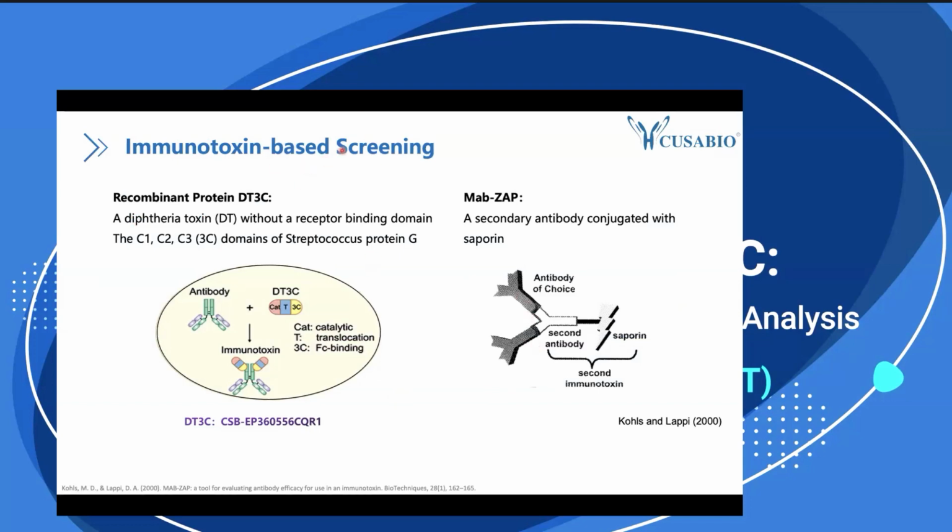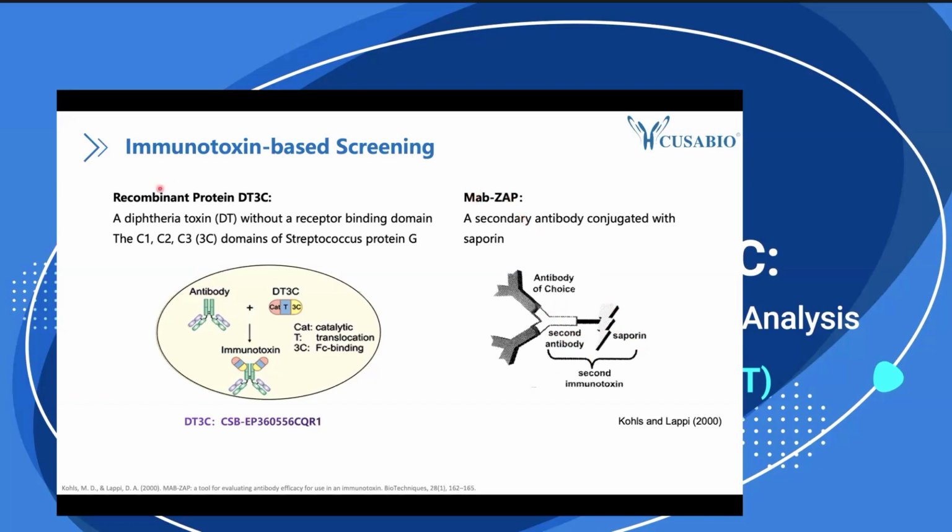For this type of screening assay for antibodies, there are basically two different products. One is the MapZap, and the other one is the recombinant protein DT3C from our Crystal Bio company. The MapZap, as I showed here, has three different parts. First, it needs to form a secondary immunotoxin with the secondary antibody and the saporin pairing. The secondary immunotoxin can bind to the primary antibody that you want to screen because of the secondary antibody. Basically, the secondary antibody binds to the primary antibody, and during the binding process, the saporin is also carried, because it is covalently linked with the secondary antibody.